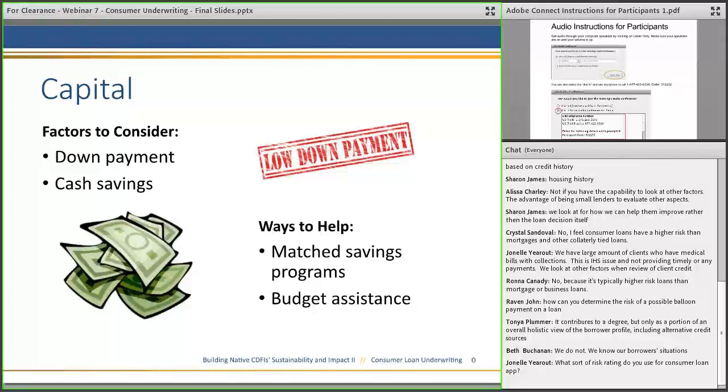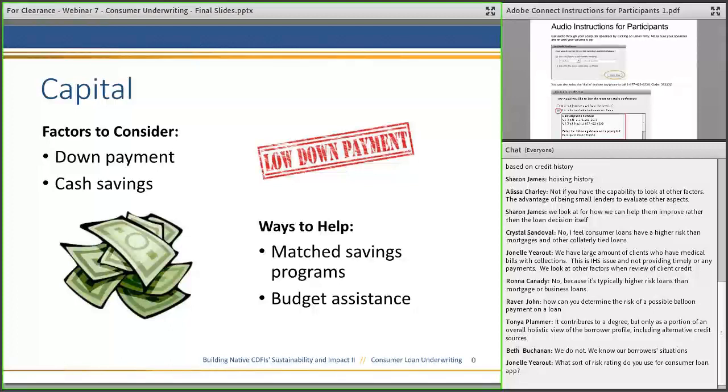With consumer loans, our expectations are lower, but it's still important to see that personal commitment. Down payments might be appropriate when purchasing a car or making home improvements. For credit report loans, savings, and whether the borrowers have enough cushion that any unexpected expense won't cause them to miss a payment or have to use predatory lenders or payday lenders.